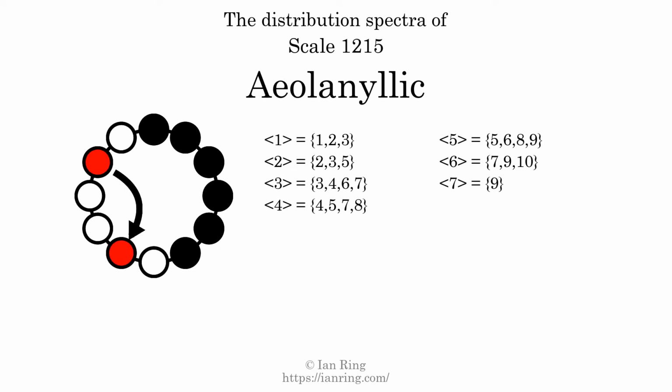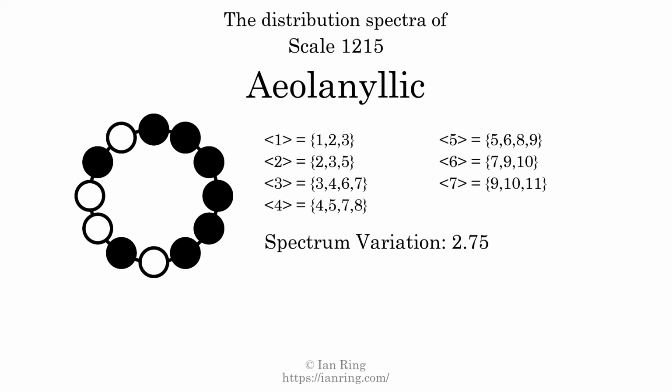9 semitones, 10 semitones, and 11 semitones. The spectrum width of this generic interval is 2. The spectrum variation is the sum of all the widths, divided by the number of tones. The spectrum variation of this scale is 2.75. Since the variation is greater than 0, this indicates that the scale is not perfectly even.